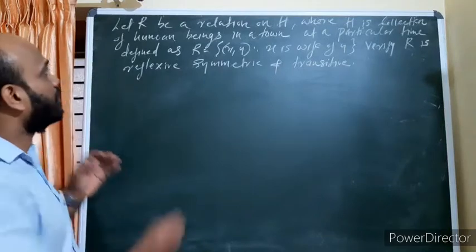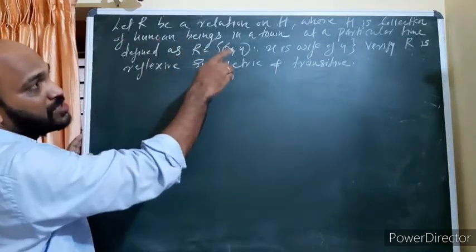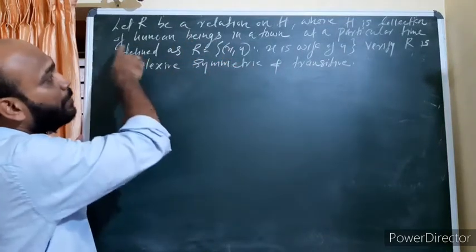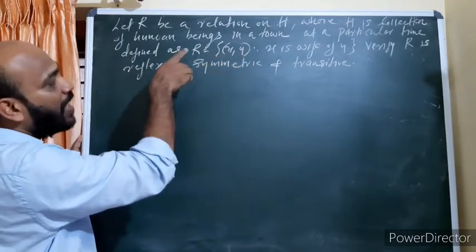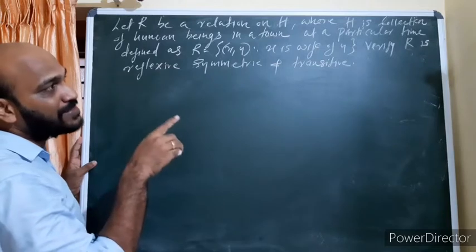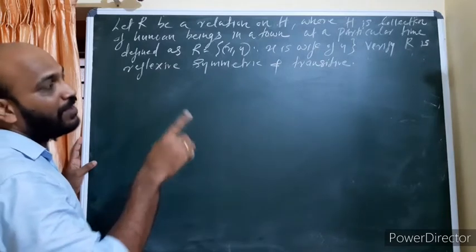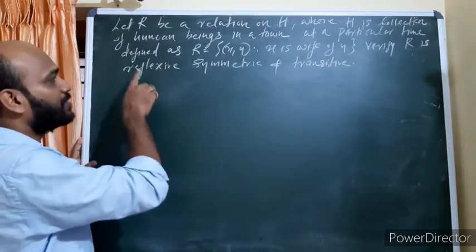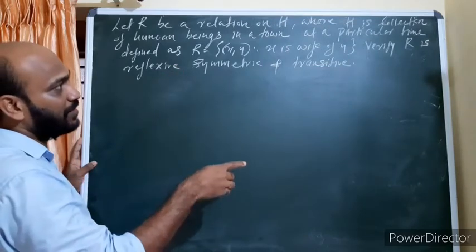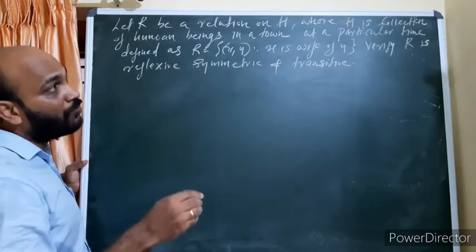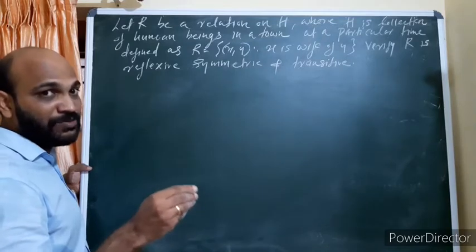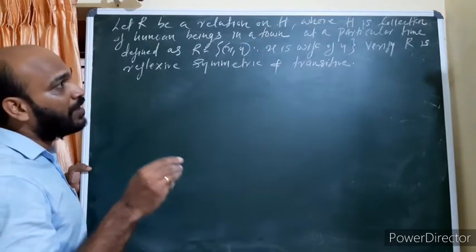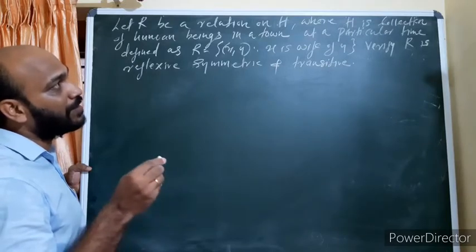Take the next question. Let R be a relation on H, where H is the collection of all human beings in a town at a particular time, defined as R equal to the set of all (x, y) where x is wife of y. Verify whether R is reflexive, symmetric and transitive. H is the collection of all human beings in a town at a particular time. We are fixing one time so that there will be a fixed number of people in that set.